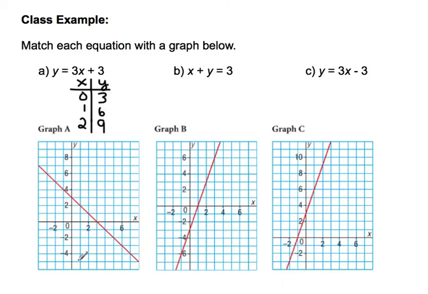So now I just have to go graph these. So 0, 3, oh, that one's there. Okay. So 0, 3 is there. But 1, 6 is up here. So I know that's not my graph. Well, 0, 3 is up here. So that didn't work. So 0, 3, 1, 6, 2, 9. So graph C has the corresponding equation of y is equal to 3x plus 3.